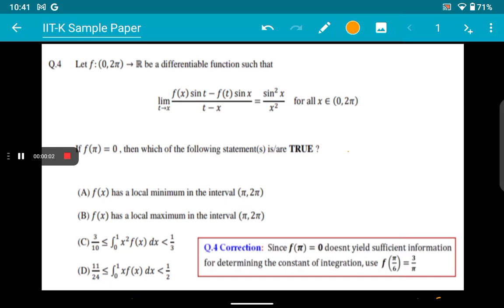Hello everyone, welcome back to the channel, and today we have a question from calculus which you can see on the screen right now. We have been given a function. By the way, this is my first video on mathematics on the channel.